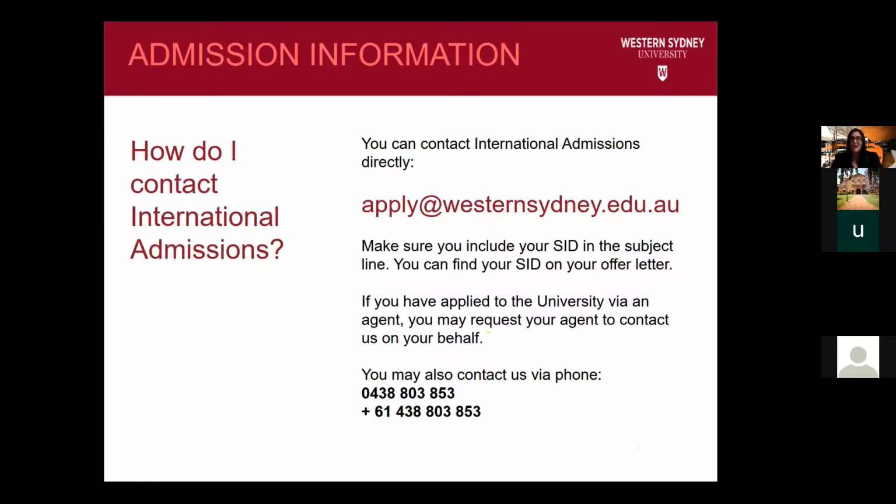If you have any kind of personal questions, we won't be responding to personal questions in this question and answer format. You just need to write to apply@WesternSydney. Make sure you include your SID in the subject line, so in that way we can locate your application quickly. You can find your student ID on your offer letter. If you have applied to the university by an agent, you can also request your agent to contact us on your behalf. And you may also contact us by phone.